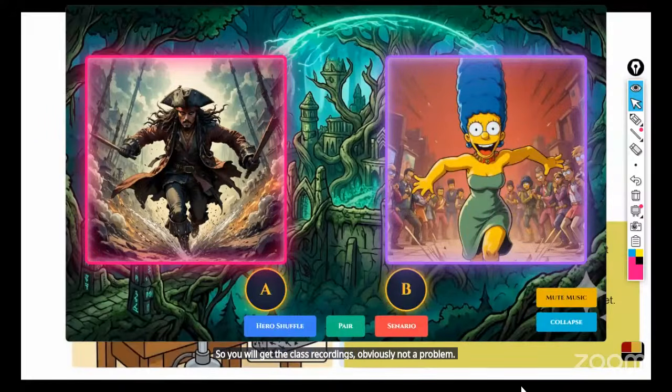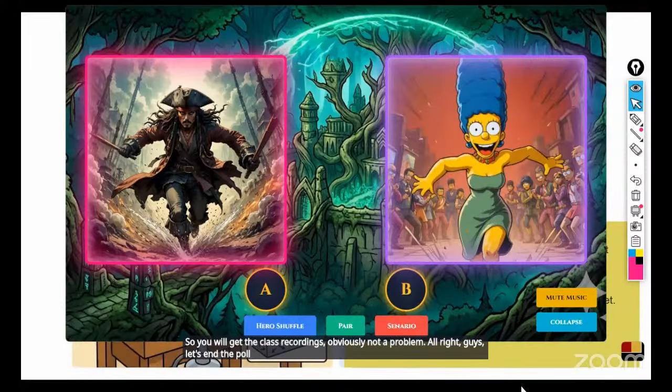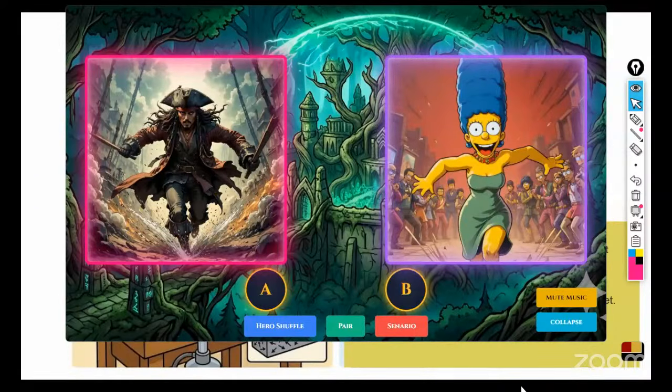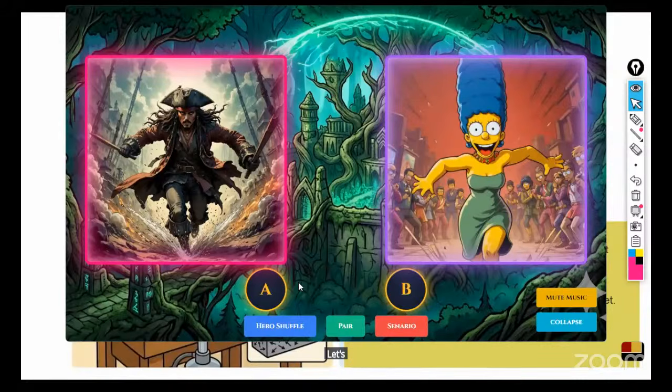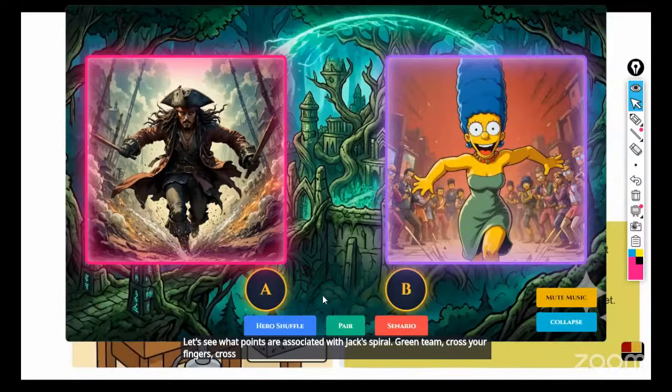All right, guys, let's end the poll. One character has won by a landslide, and oh God, I was really hoping Marge Simpson would have won, but it seems that Jack Sparrow is more popular. Let's see what points are associated with Jack Sparrow. Green team, cross your fingers. Let's see if we get some points now.